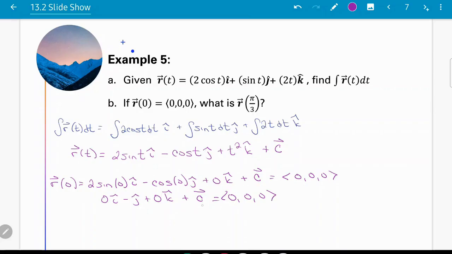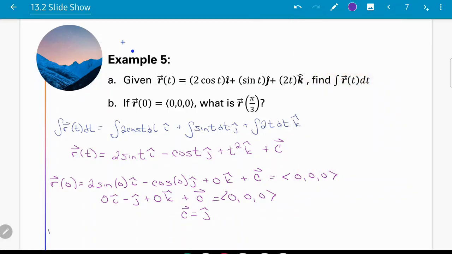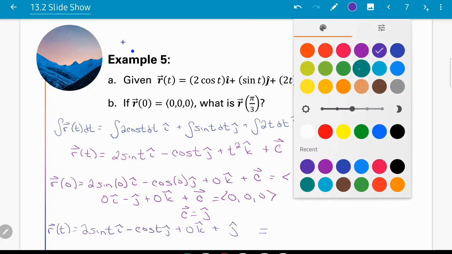And so we can see that our constant vector must be our j vector. And so we have then that r of t is 2 sine t i minus cosine t j plus t squared k plus j hat. And then we will go ahead and combine our terms.